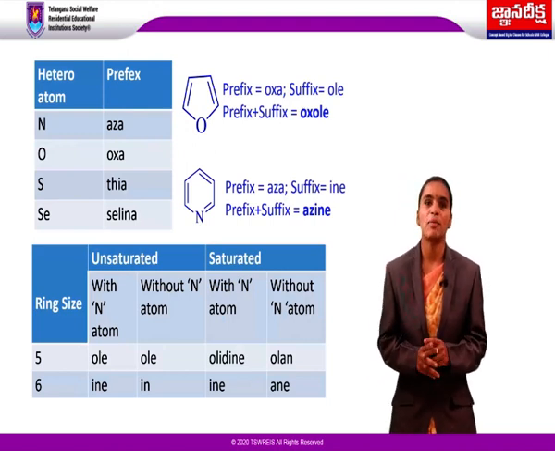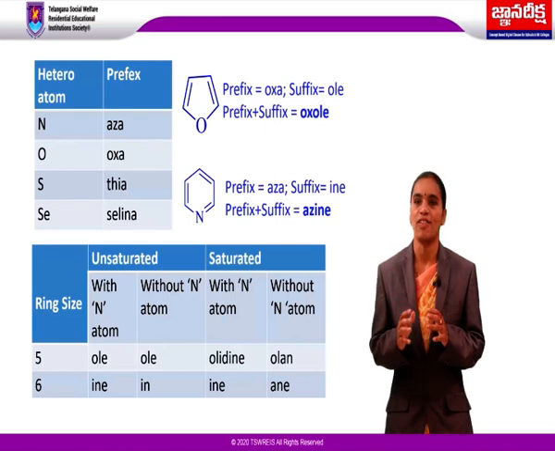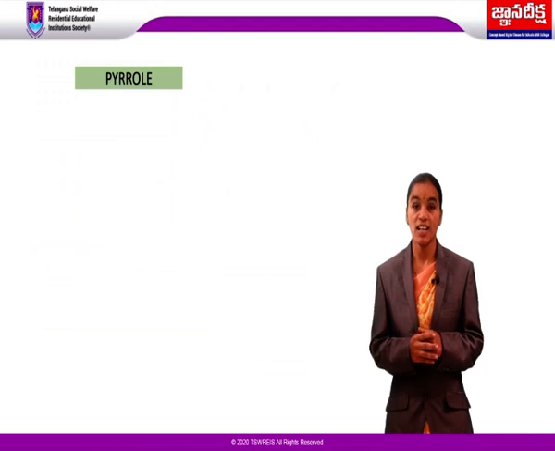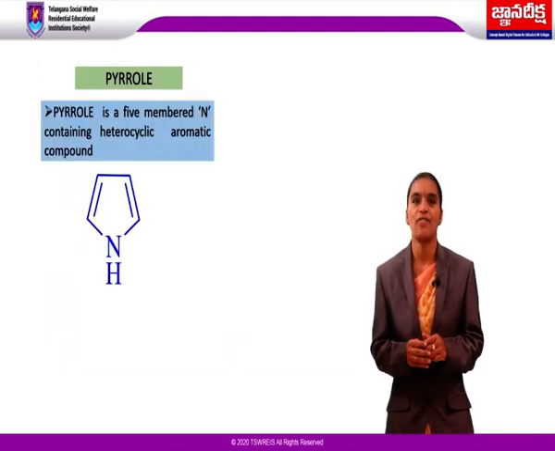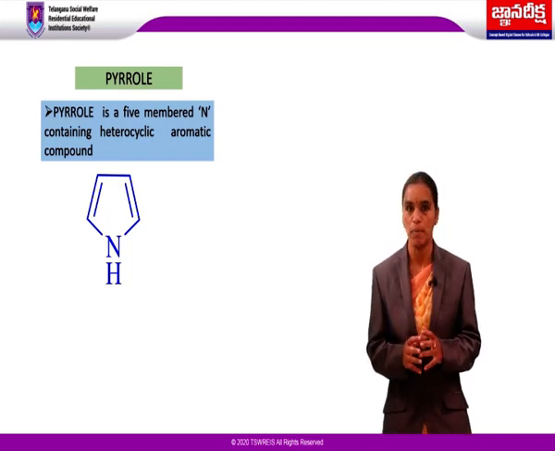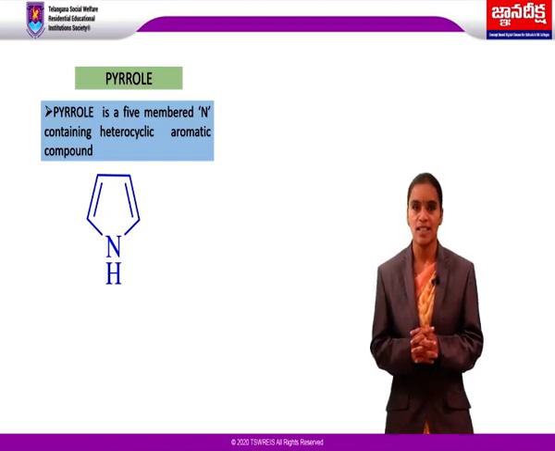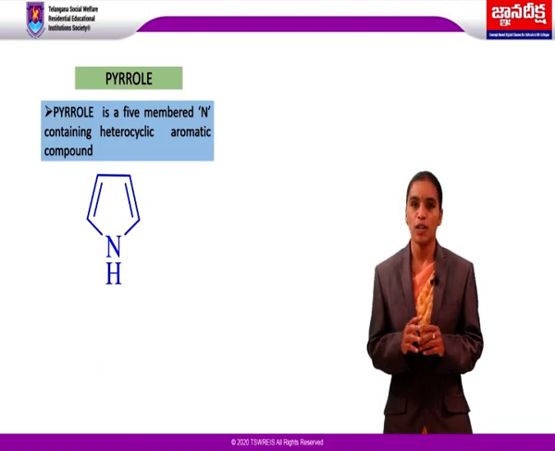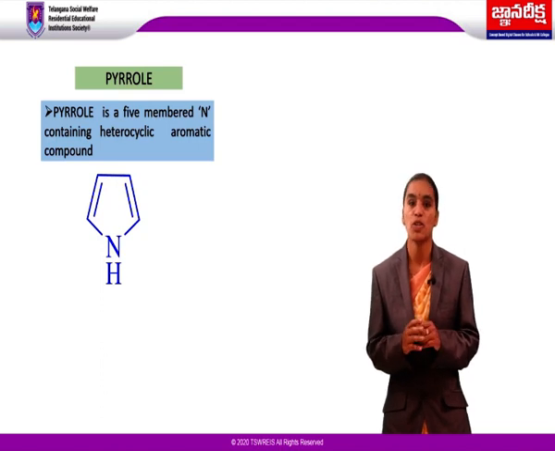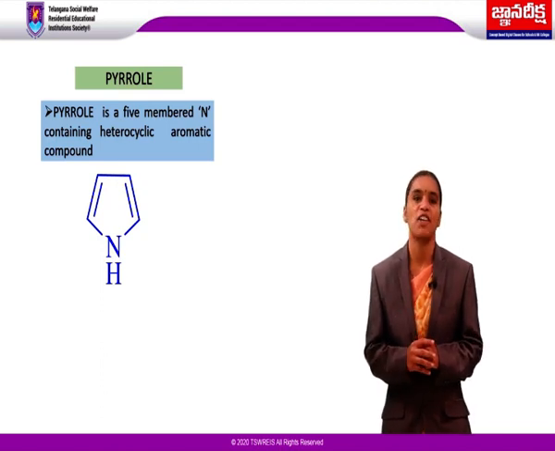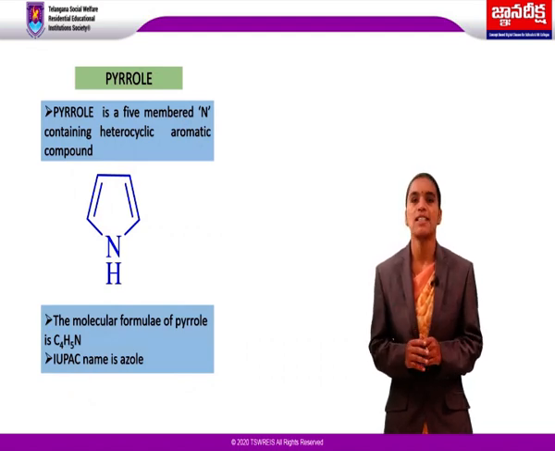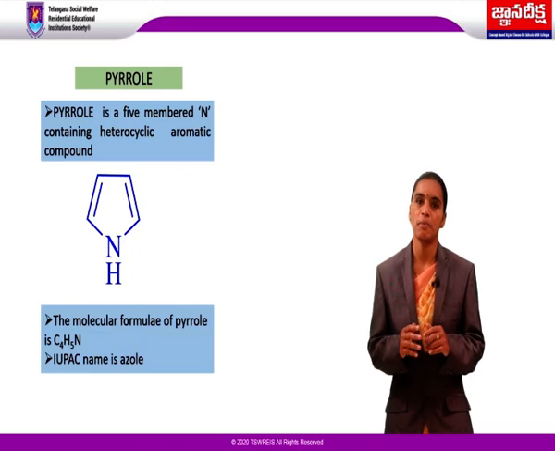Next, let's see one of the most simple and basic 5-membered heterocyclic compounds, that is pyrrole. See the structure. Pyrrole is a 5-membered nitrogen-containing heterocyclic and aromatic compound. If we see the structure, it has 4 carbon atoms, 1 nitrogen atom, and 5 hydrogen atoms. So the molecular formula of pyrrole is C4H5N, and the IUPAC name is azole, the common name is pyrrole.